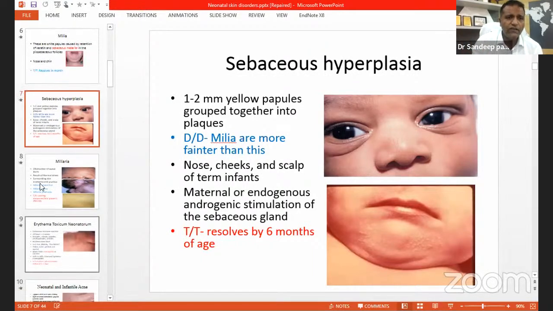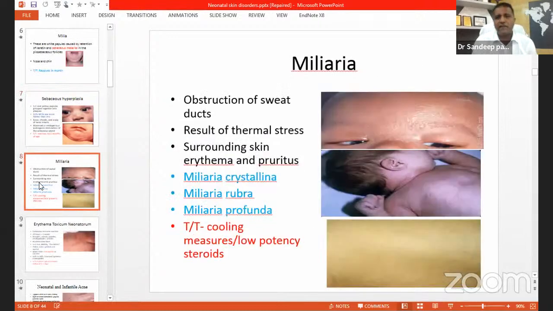Now, till now we have seen milia and sebaceous hyperplasia. They are more or less the same, but sebaceous hyperplasia is denser and whiter as compared to milia. Now we'll move on to miliaria.